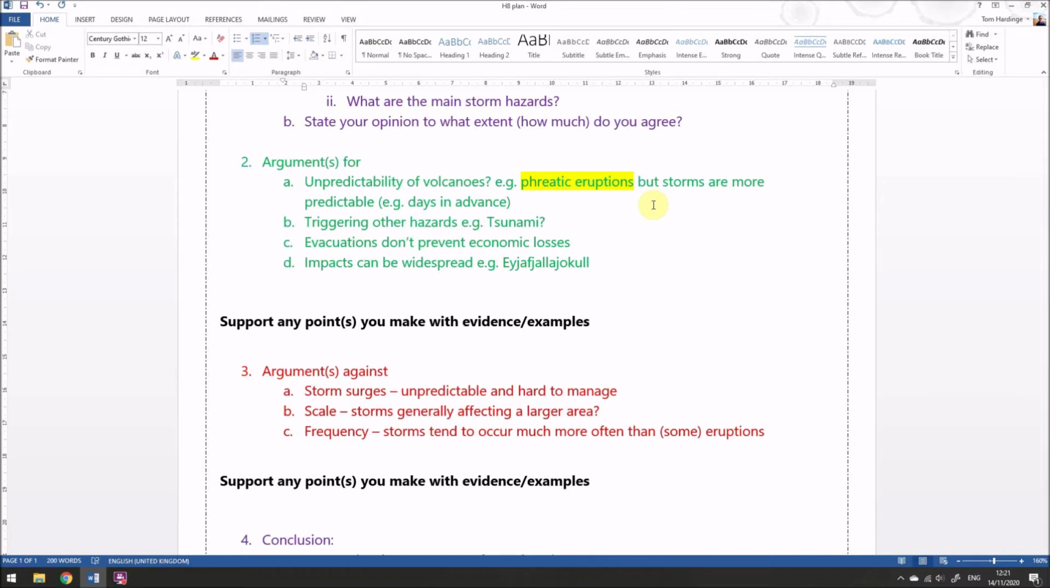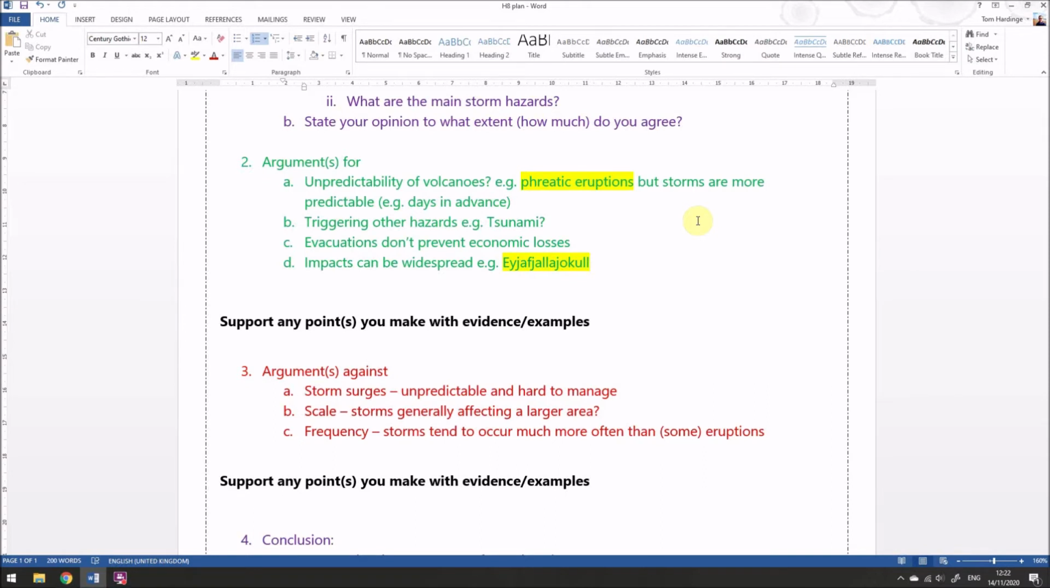We could consider that while we might be able to evacuate people from volcanically active areas in advance of an eruption, we can't prevent the economic losses. And we might also be able to make the point that volcanic activity can have impacts far beyond the point where the eruption has occurred. So the eruption of Eyjafjallajökull, for example, that's a really good example to use to show how volcanic activity and volcanic hazards can have impacts far beyond the point of origin. So farmers in Kenya, for example, being unable to export their crops to Europe because of the ash cloud closing the airspace.